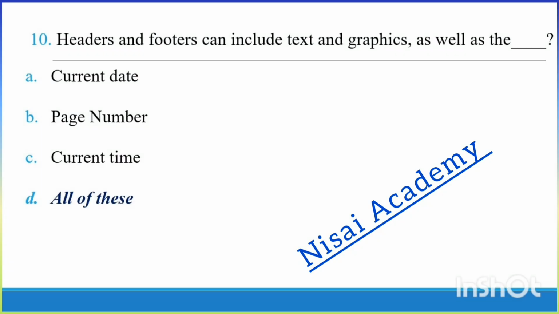Question 10. Headers and footers can include text and graphics as well as the: option A current date, option B page number, option C current time, option D all of these. In MS Word, the header and footer of the document can include text and graphics as well as the current date, page number, and current time. Right option D all of these.